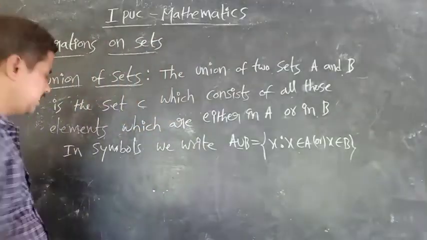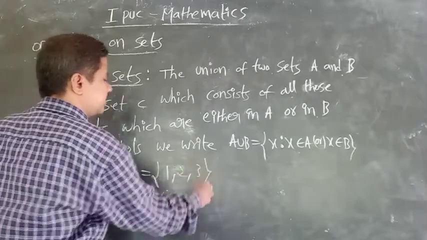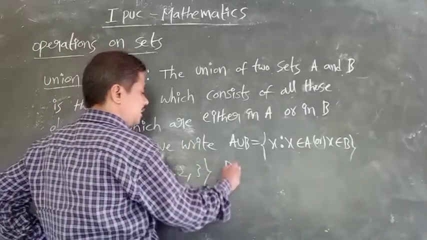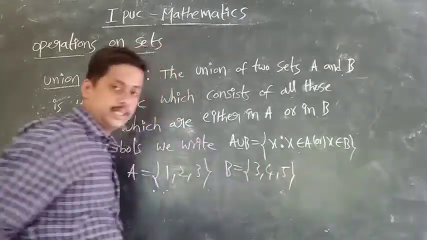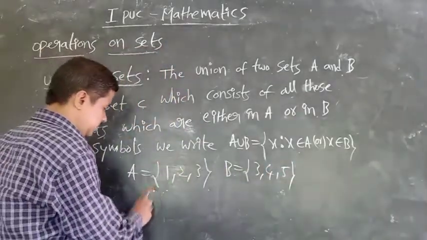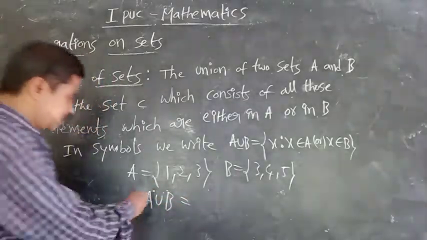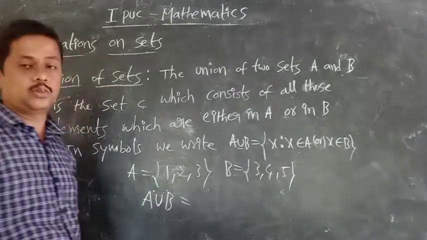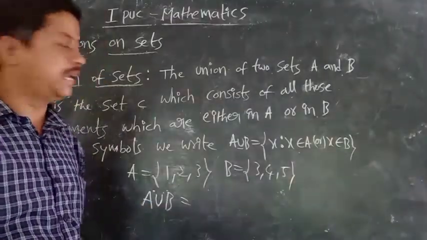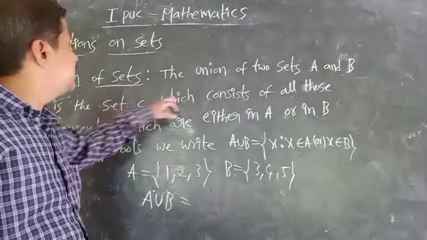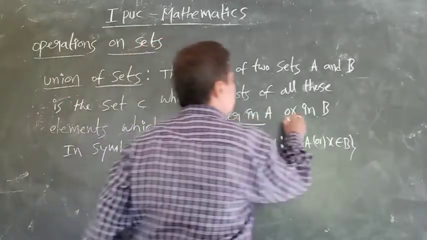Let us take A set as 1, 2, 3. Okay. B set as 3, 4, 5. Okay. We have a union of the two sets. We are using this symbol, union U, along. So this symbol denotes the union, A union B. How to write the union? It means the set C which consists of all those elements which are either in A or in B.